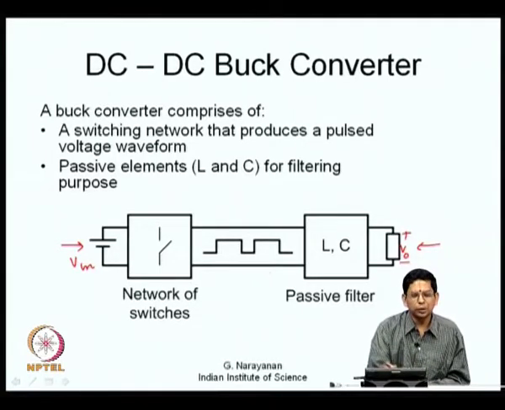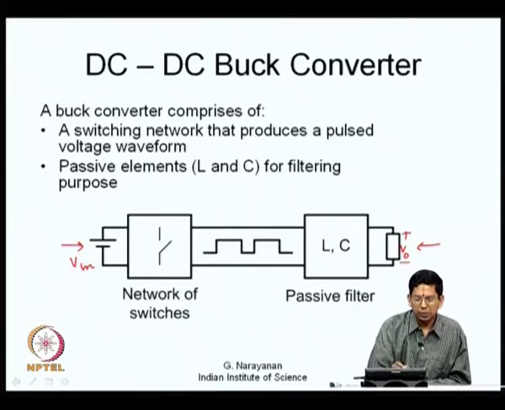So, you can break this up into two stages. One stage comprises a network of switches which can produce such a pulsating waveform, whose average value is the value that you really desire. But there is also ripple on this apart from the average. So, you might need a filter using some passive elements such as inductance and capacitance. Thus, you can basically break up the DC to DC conversion process into these two blocks, a network of switches and passive filtering. We will not worry about the network of switches right now, but instead we will start looking at how this filter should look.